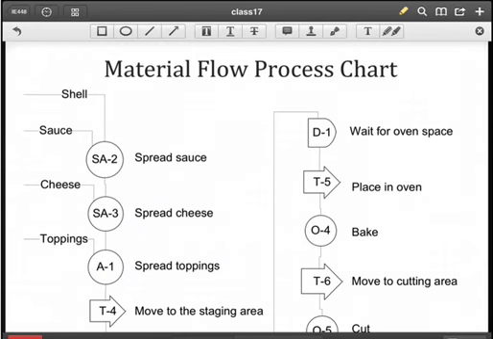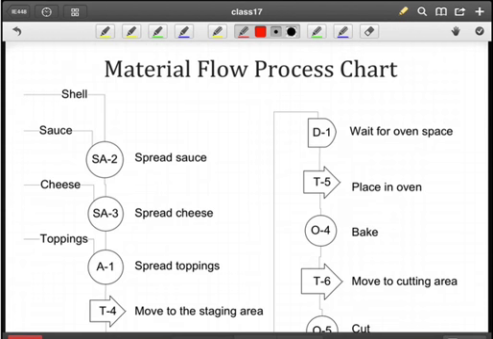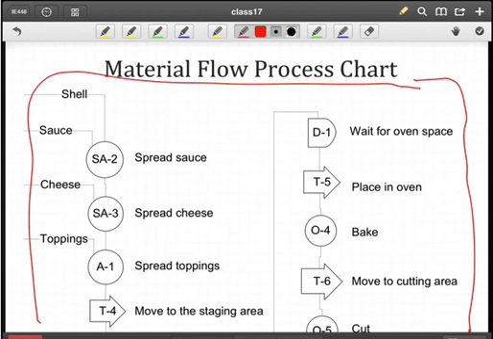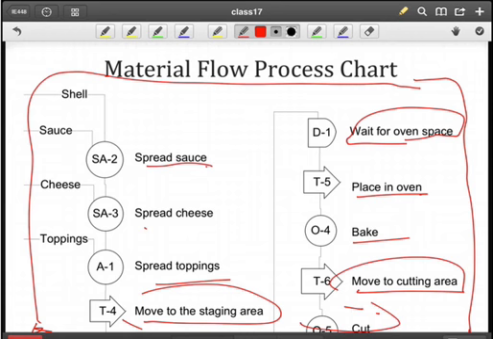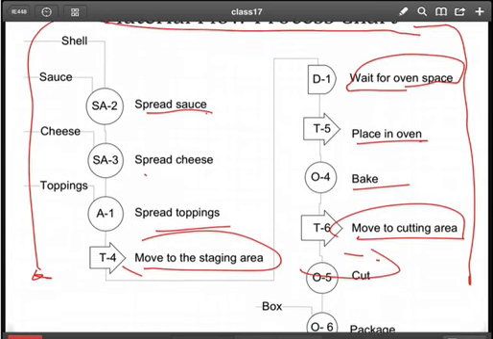Once we have the shell created, note the effect of that storage: essentially our process, from what the customer perceives, entails just these operations and transfers. And therefore, it gives the appearance to the customer that this is all that's required in terms of manufacturing lead time to produce a product. And now we spread the sauce, cheese, and toppings, move into a staging area, and then wait for oven space, because we have limited capacity in the oven. Then we transfer it to the oven, bake, and then move to a cutting area, and finally cut, and place in our box. And then it's ready to go to the customer.